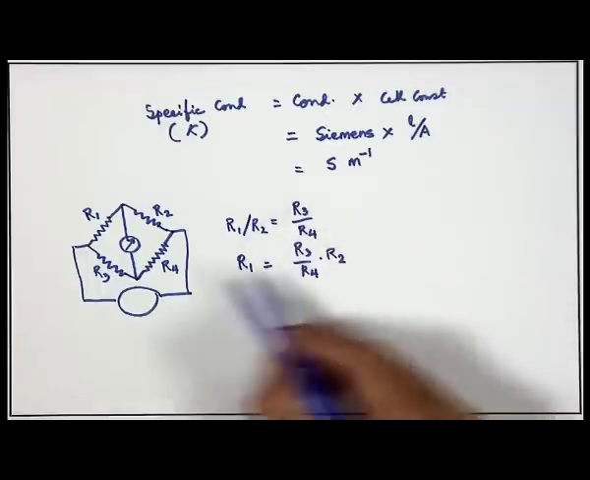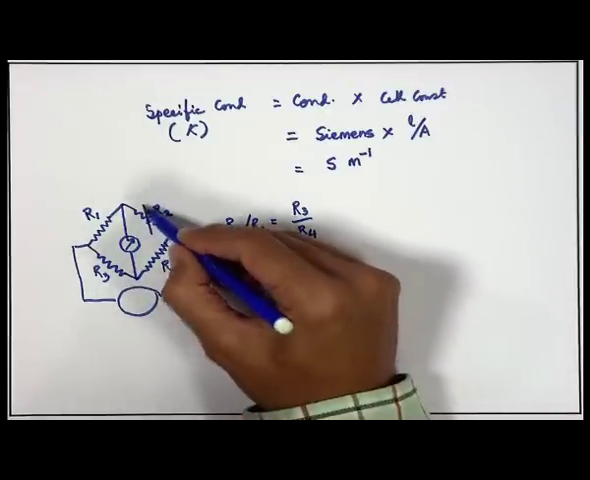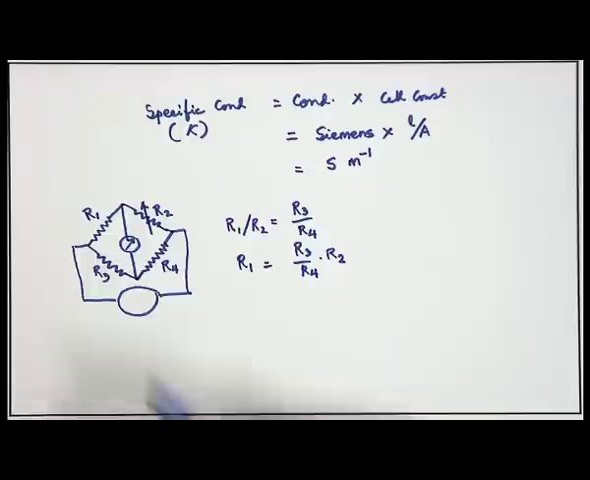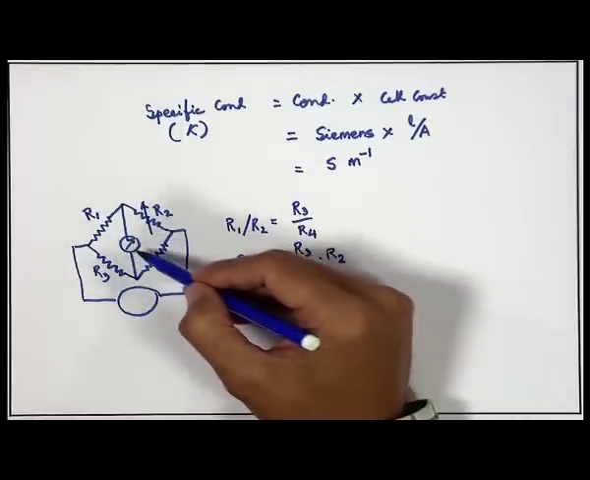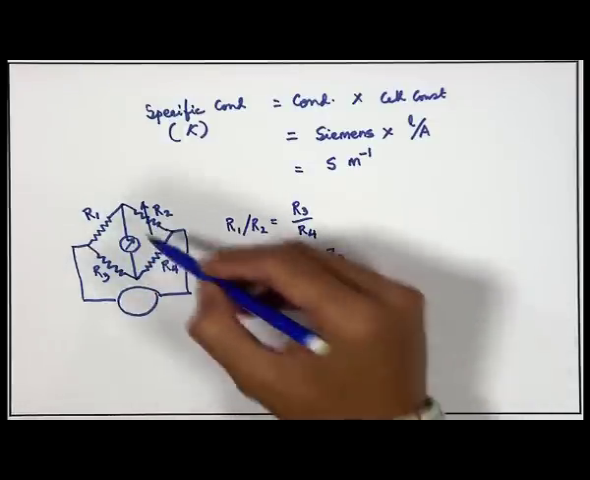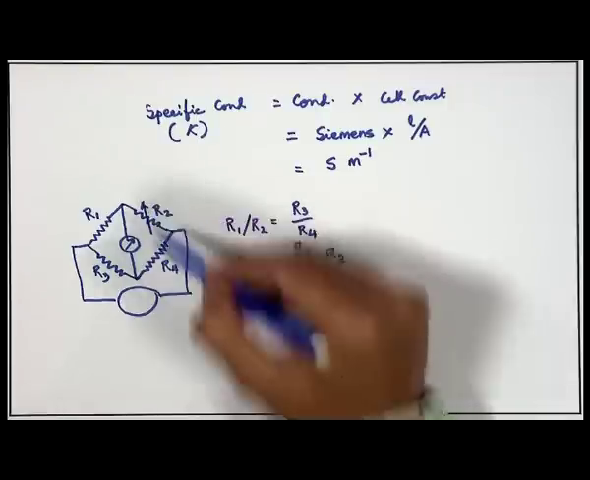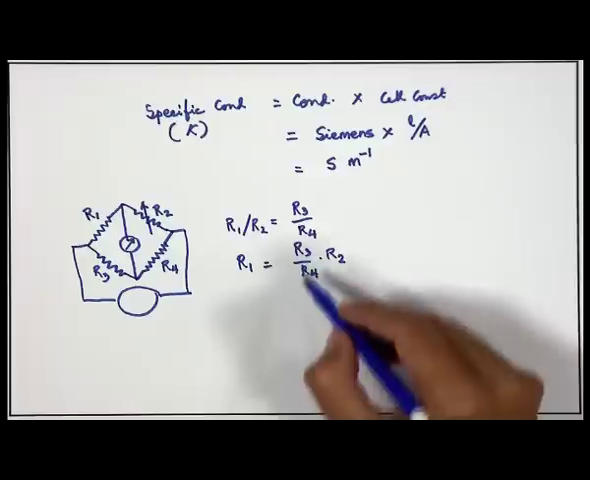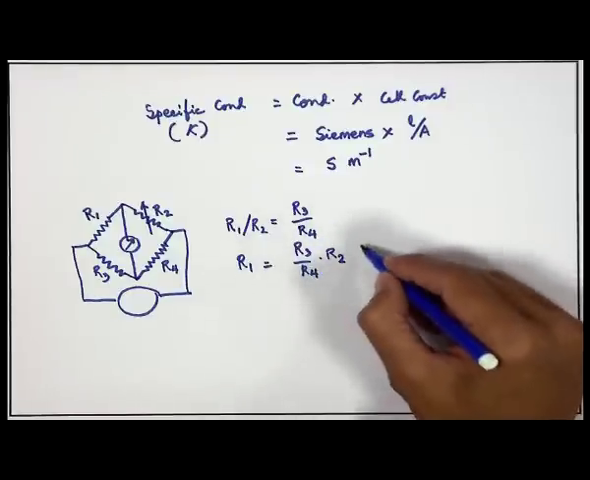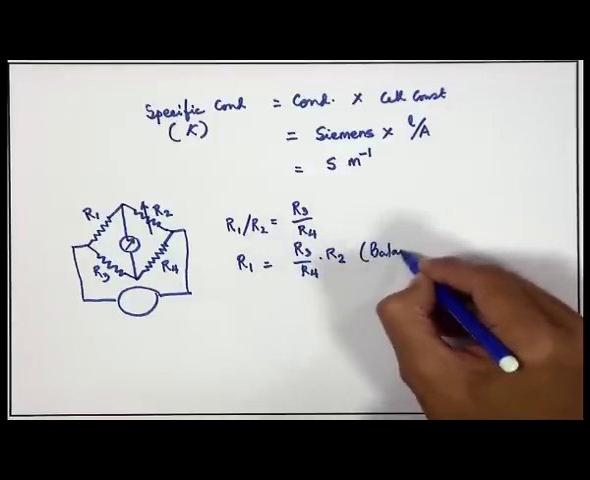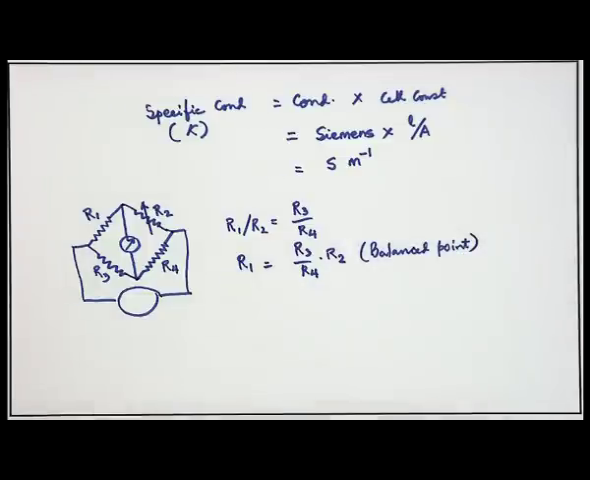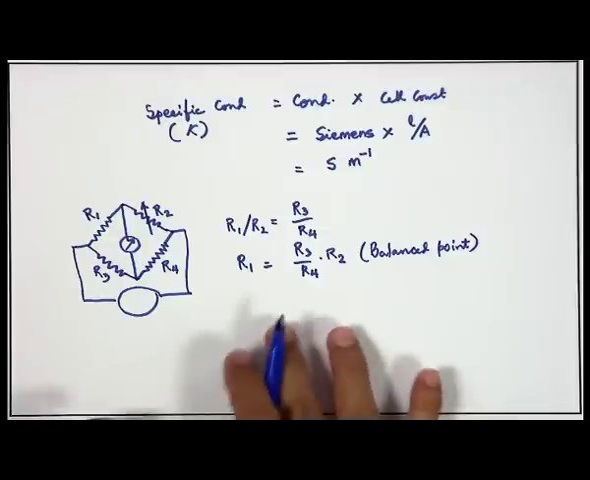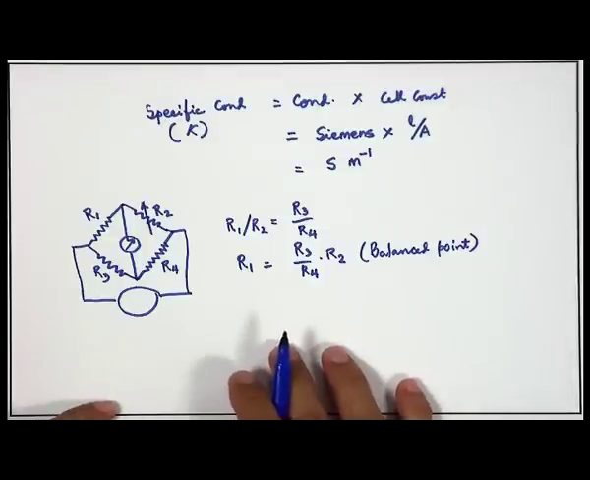And this is a variable resistance. So, you can have the galvanometer deflection balanced, that is, the bridge balanced, at some appropriate value of R2, at the balanced point. Okay. So, this way you can find out the unknown resistance R1.